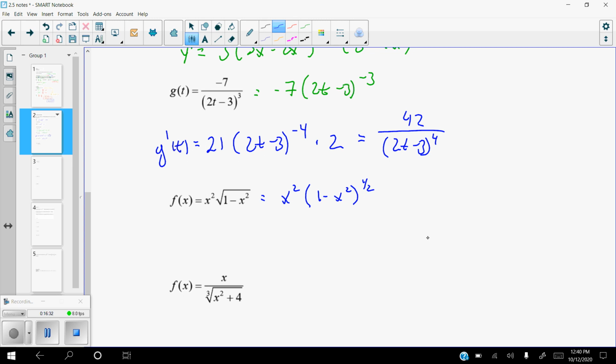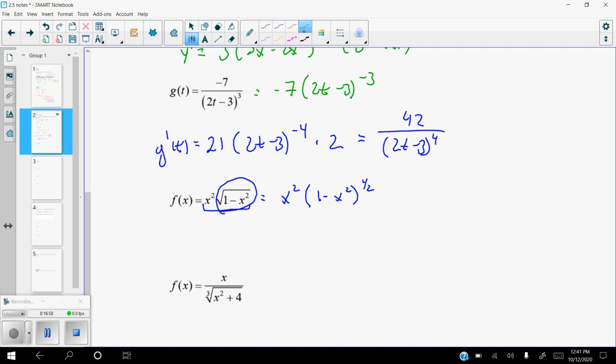Well, the entire function itself is a product, which tells me I have to use the product rule. That means you're going to start with the product rule. However, when you get to the second function's derivative, that's when you apply the chain rule. So you'll have a chain rule within the product rule. So let's go ahead and see if we can work this one out.